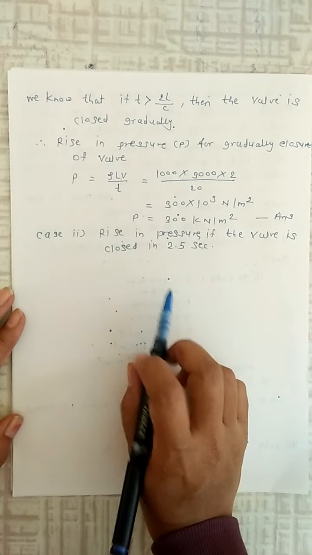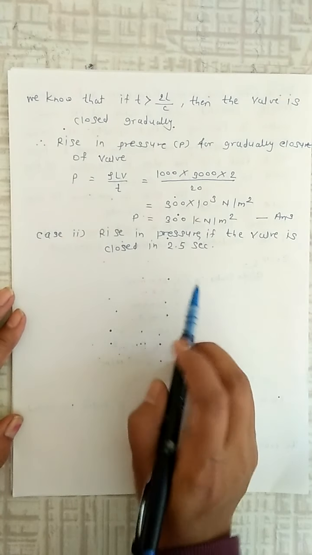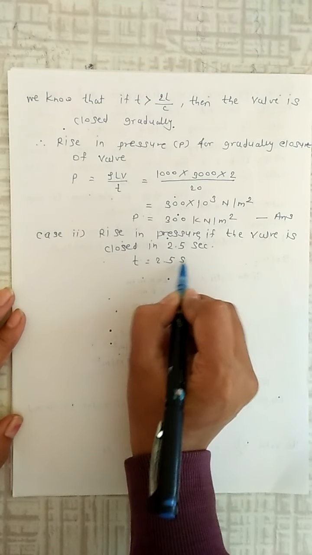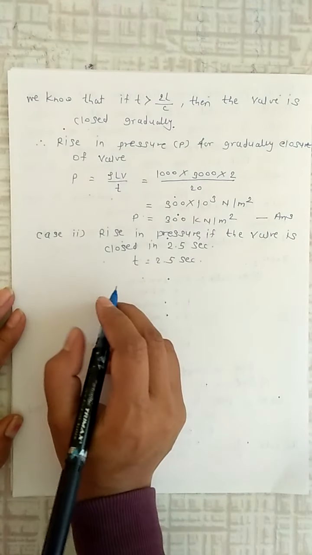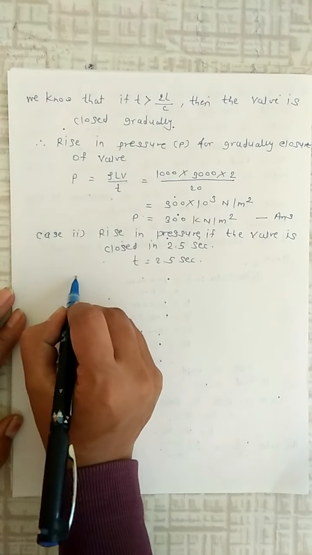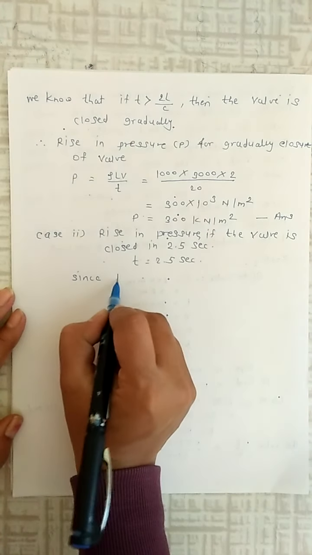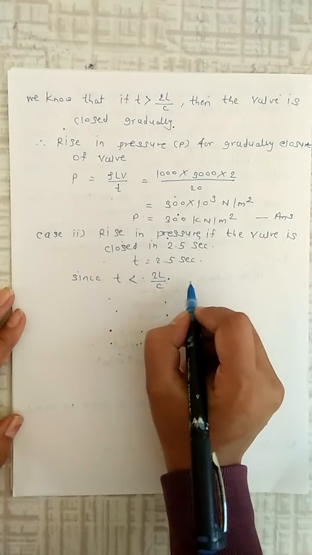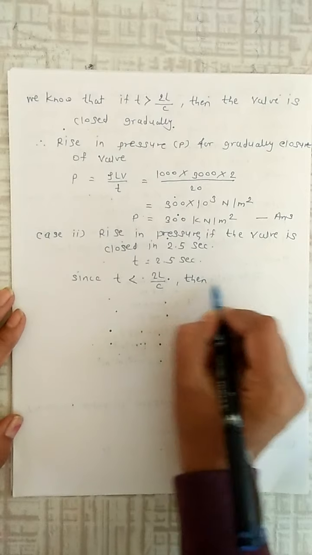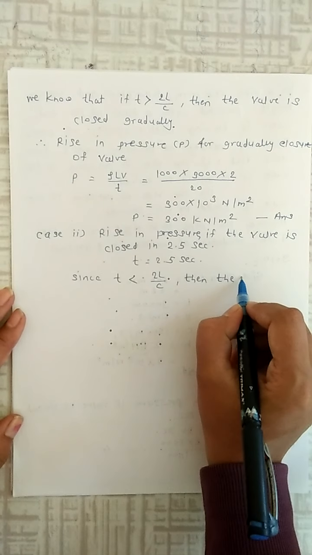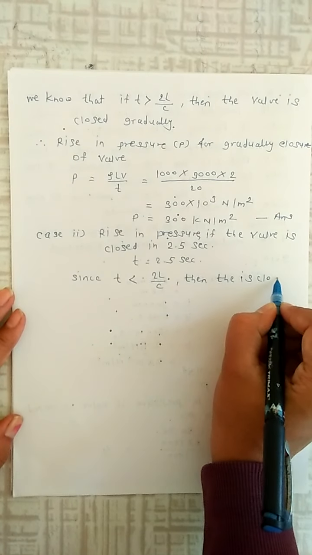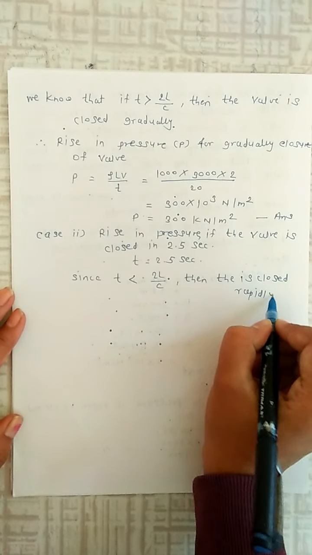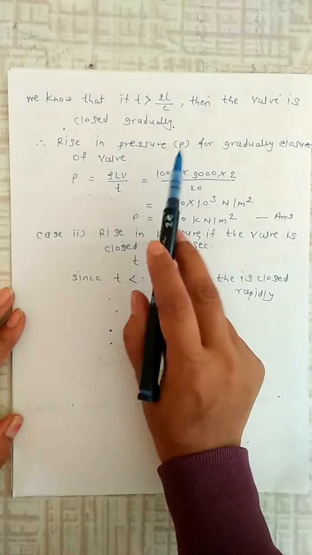Okay, here time is 2.5 seconds. Since T is less than 2L upon C, then the valve is closed rapidly. Totally opposite condition from the above case.